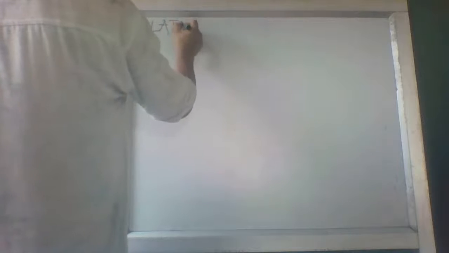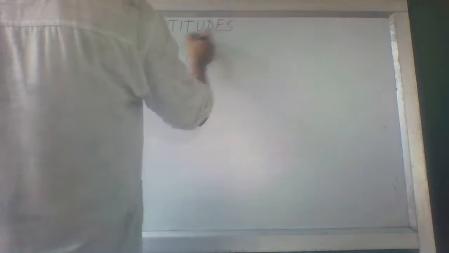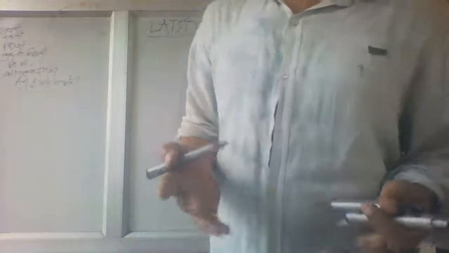Good. Now, we will take a glance at latitudes. L-A-T-I-T-U-D-E-S. Latitudes means horizontal lines, what we have studied. The latitude of a place is the angular distance of the place north or south of the equator. North means upper side and south of the equator. What does it mean? Earth, equator, north, south. These lines towards the north and towards the south are called latitude.